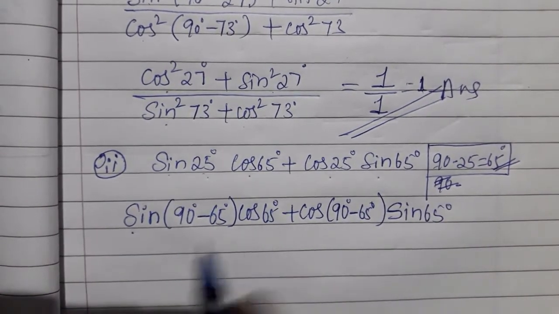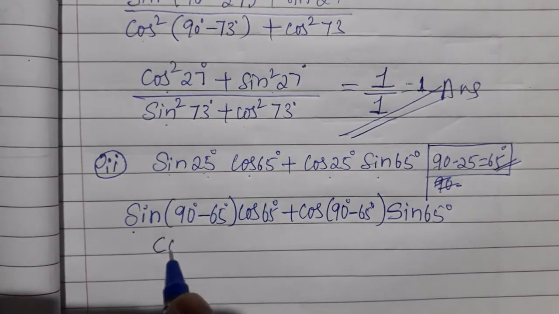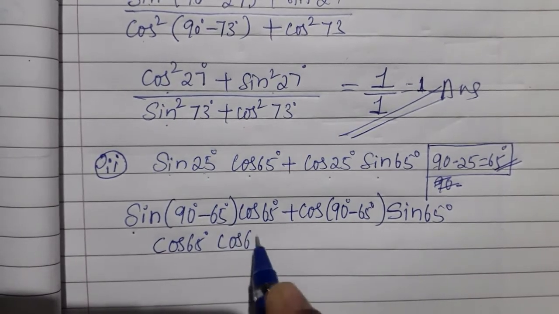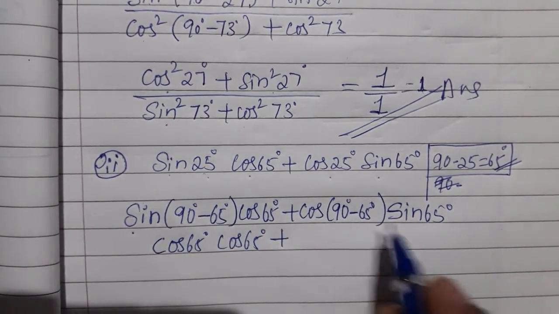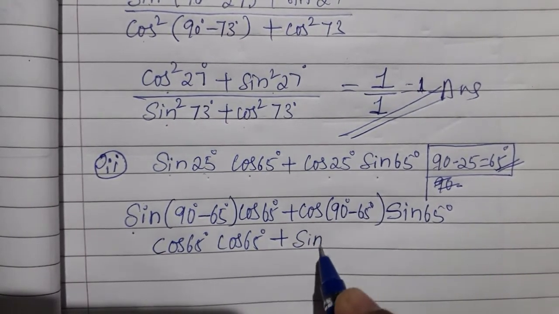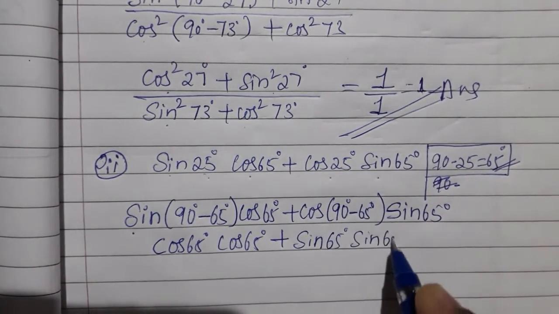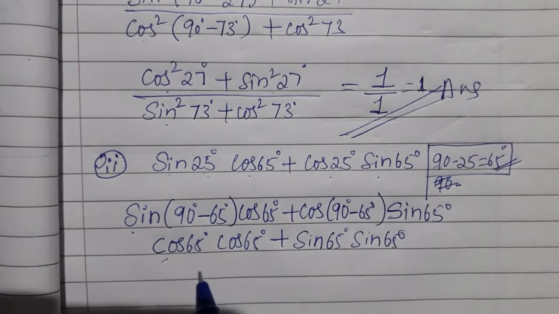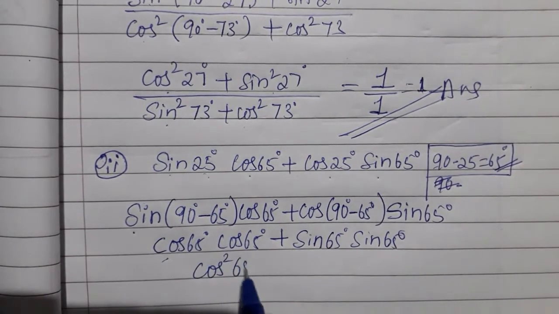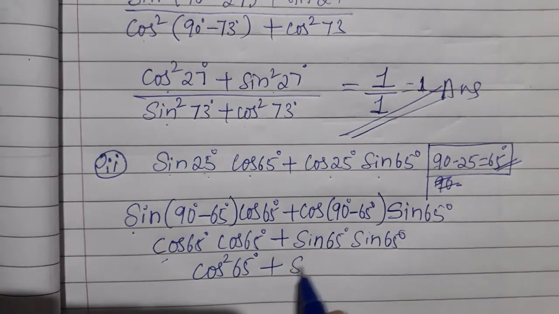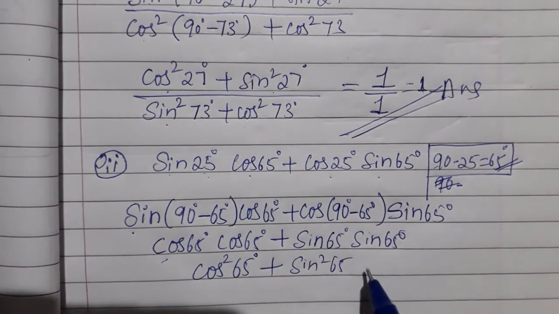Now sin (90 minus A) is nothing but cos A. So therefore cos 65 degree into cos 65 degree, plus cos (90 minus A) is sin A. So therefore sin 65 degree into sin 65 degree. Cos 65 into cos 65 is nothing but cos² 65 degree. Sin 65 into sin 65 gives you sin² 65 degree.